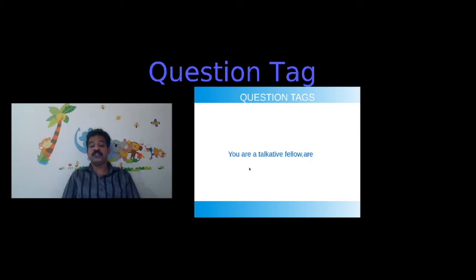we repeat the auxiliary verb. Here our verb is are. We repeat it over here. Then we check whether our sentence is a positive sentence or a negative sentence. So this sentence is a positive sentence, so our tag should be negative. And how do we make it negative? By adding not. We added not and made it into are not.